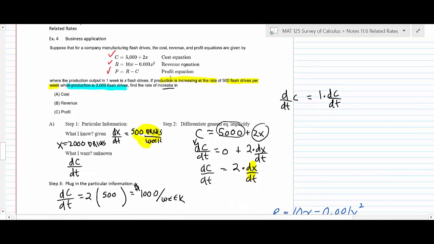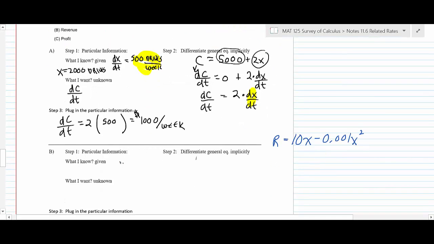I think I highlighted this. It says the production is increasing at a rate of 500 flash drives per minute. Now, if it's a rate, you write that in Leibniz notation. X is the flash drives, so that would represent dx/dt. That's 500, and it's increasing, so it's positive. So let's write down that dx over dt is equal to 500 drives per week.